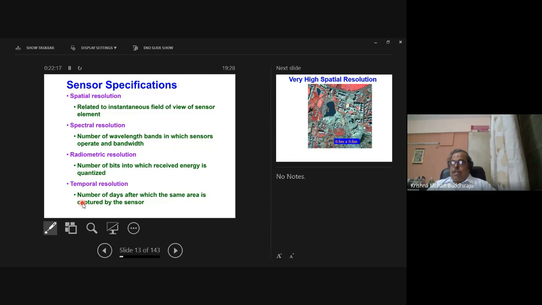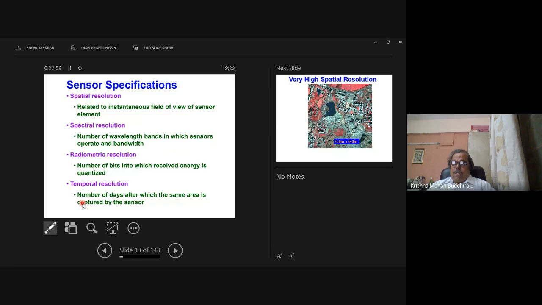Radiometric resolution: whatever energy is reflected from the ground, when it reaches the sensor, it's converted from light form to electrical form, an electrical signal, and then it is digitized and quantized. So how many bits are allocated to this quantized signal? That is the radiometric resolution. In any single wavelength band, if you have more bits, it means that any tiny difference in the amount of reflectance can be captured when you have high radiometric resolution.